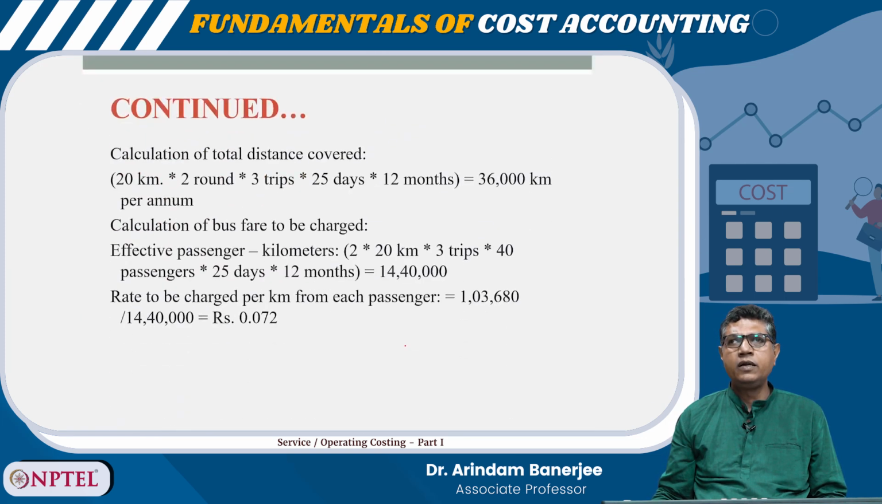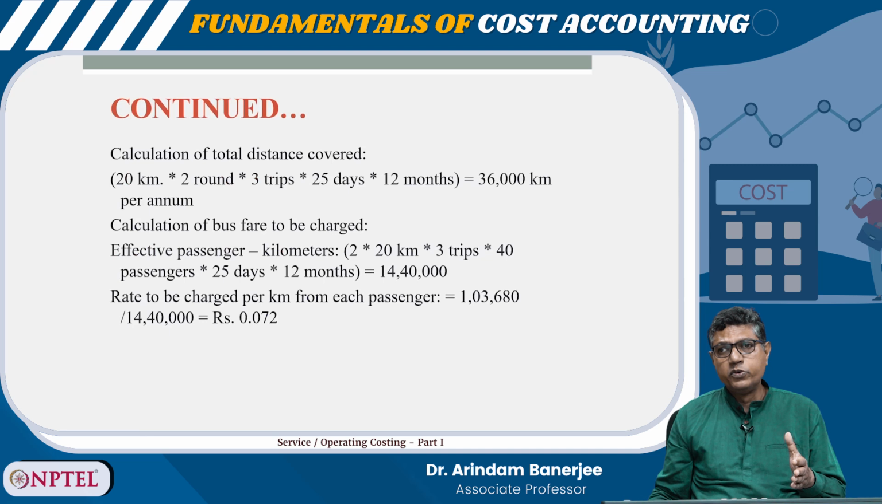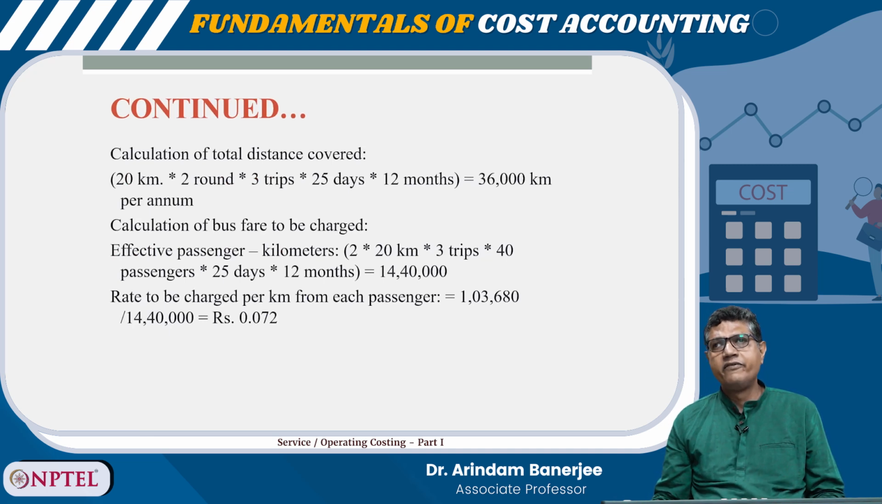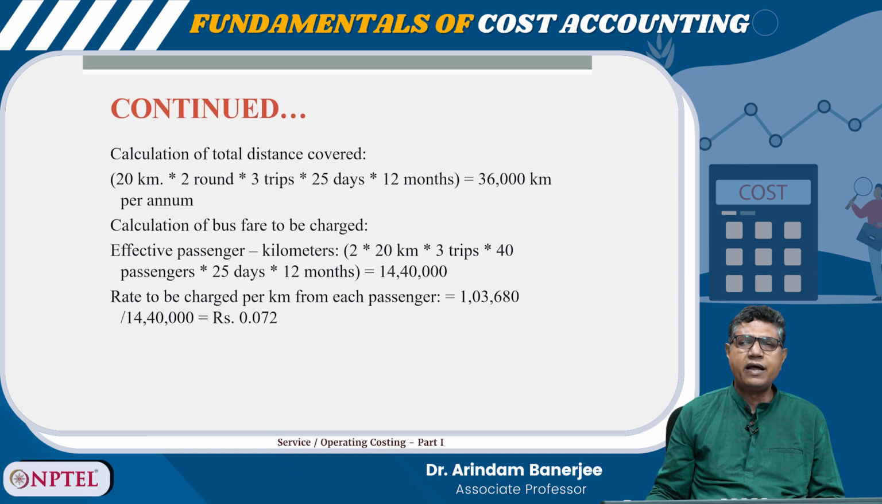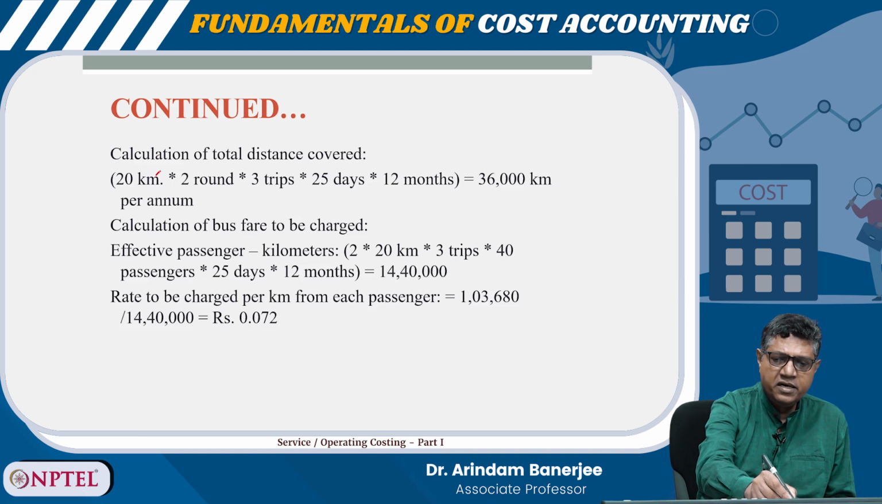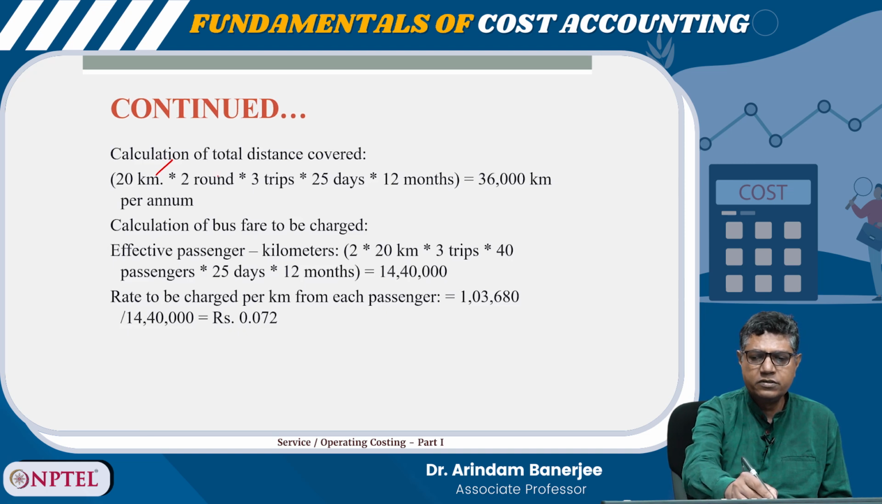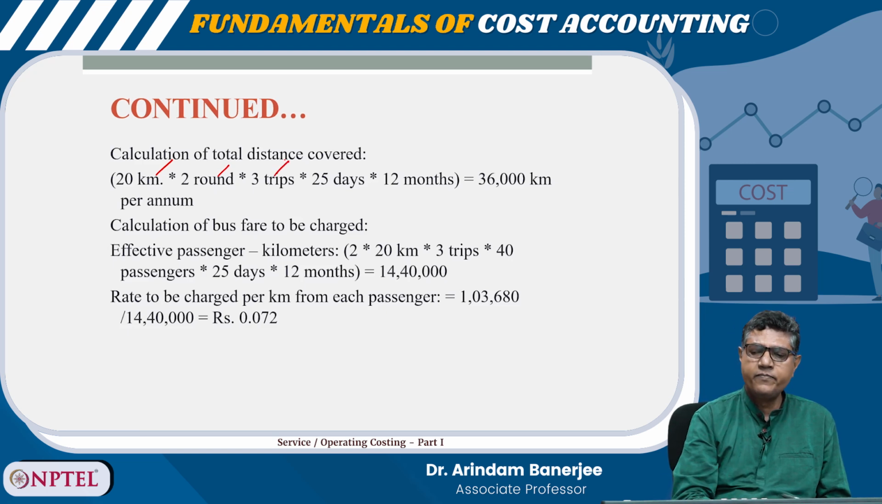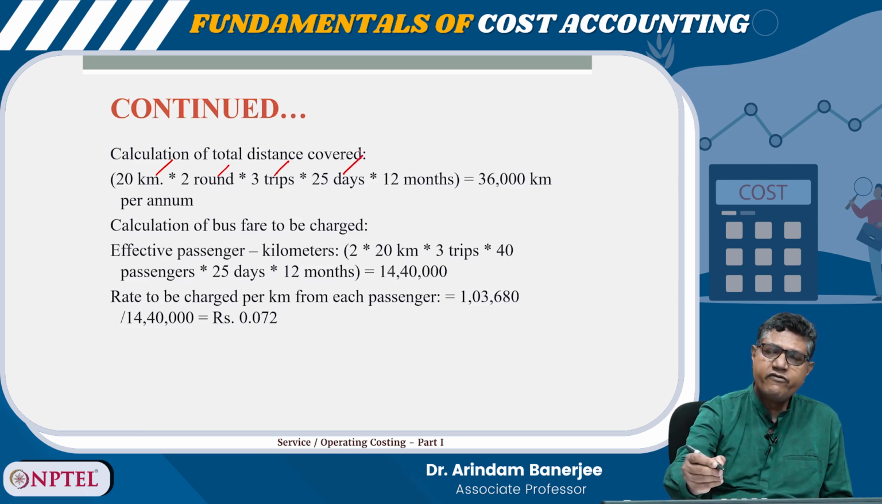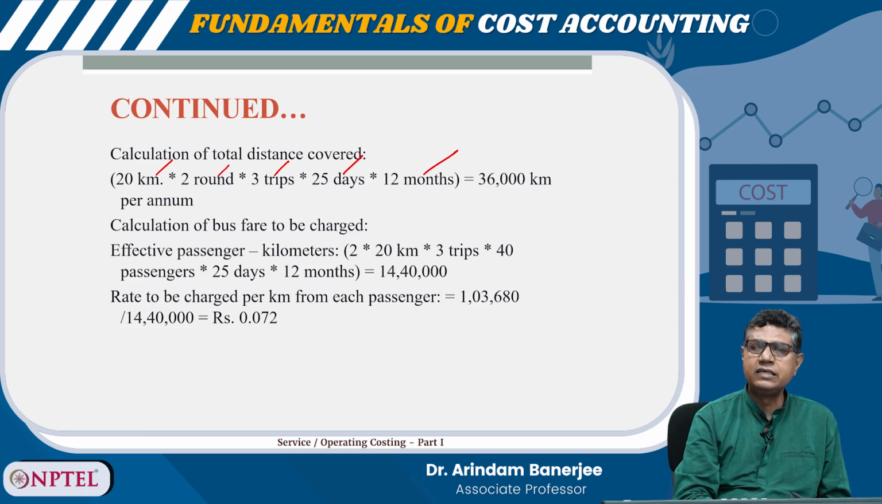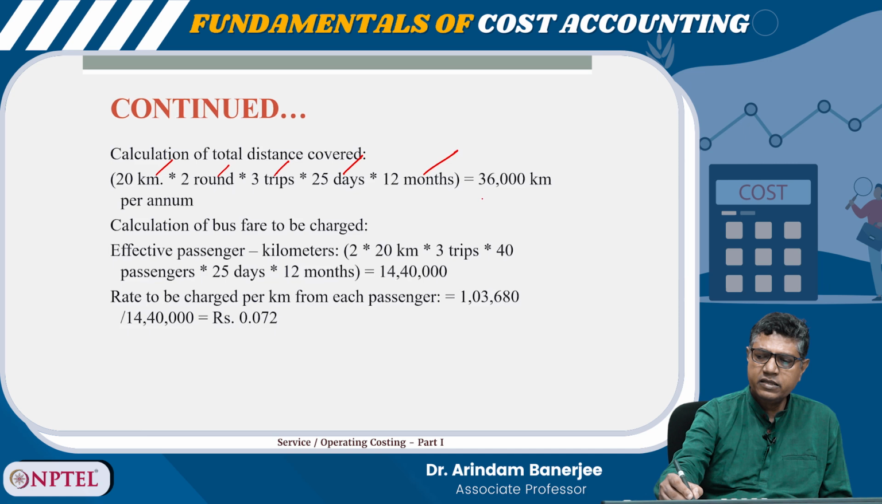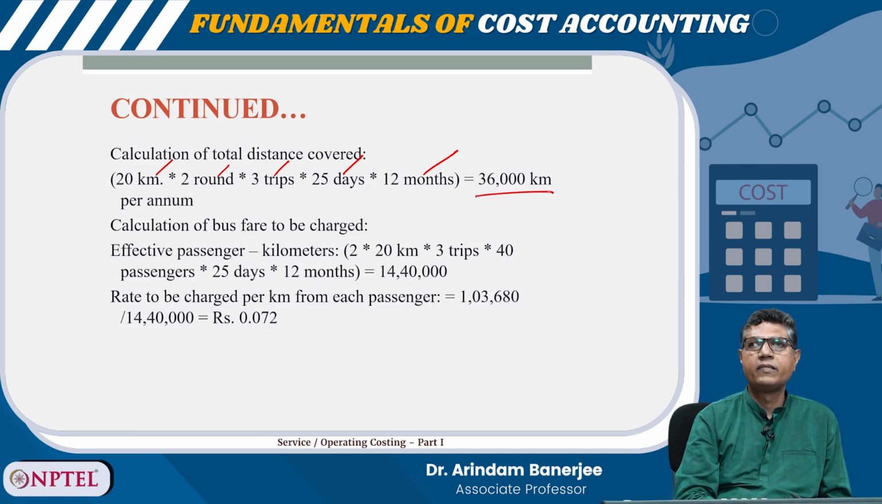Now, I need to see that this revenue comes from traveling how much total distance. Each journey is about 20 kilometers, as given, and the bus makes a round trip, so 2 into 3 trips. And it does this for 25 days in a month and 12 months in a year. If I multiply, it comes to 36,000 kilometers per annum. So, calculation of the bus fare.